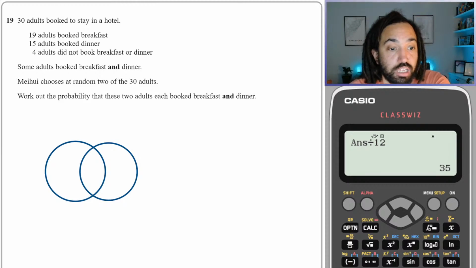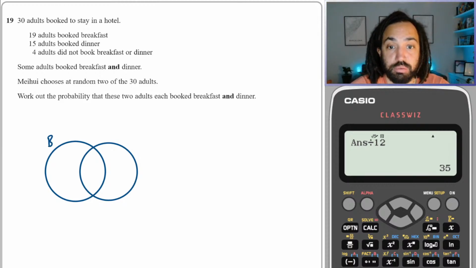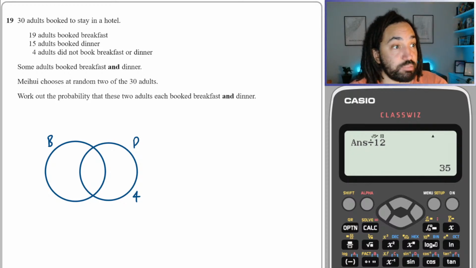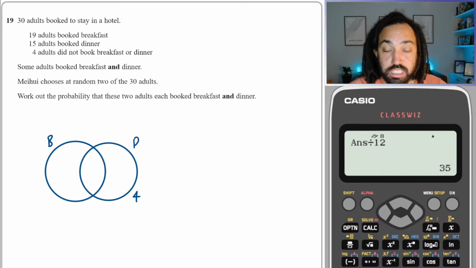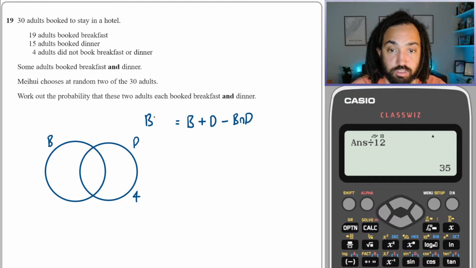Okay, so I'm going to do a Venn diagram here. I'm going to have breakfast, and we're going to have dinner. And it means there's going to be 4 people outside. Now, there's a really special formula, which is if you, in this case, add up the sets of B and D, then you'll need to take away the intersection of B and D, and that will give you the union of B and D.